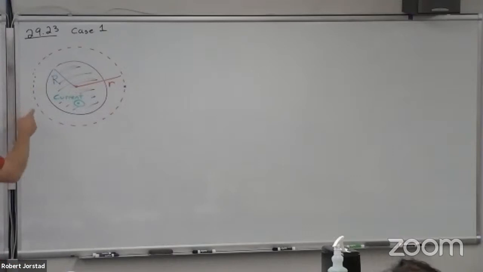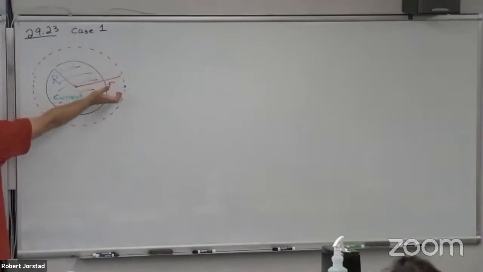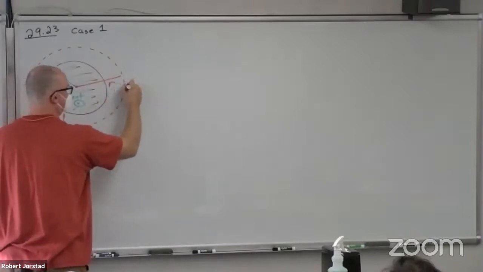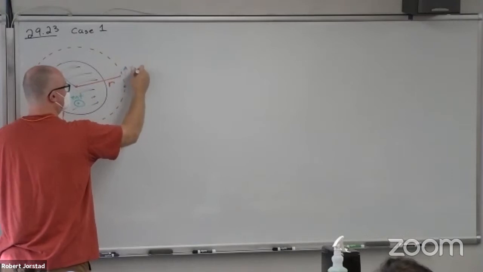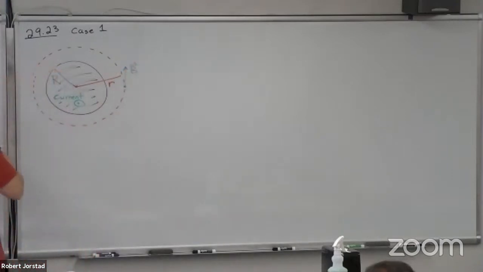If I'm trying to figure out the direction of the B field at one particular point, what do I do? Line my thumb up over here. Which direction is the B field? Oh, yeah, j hat. Good. How about up here at the top?